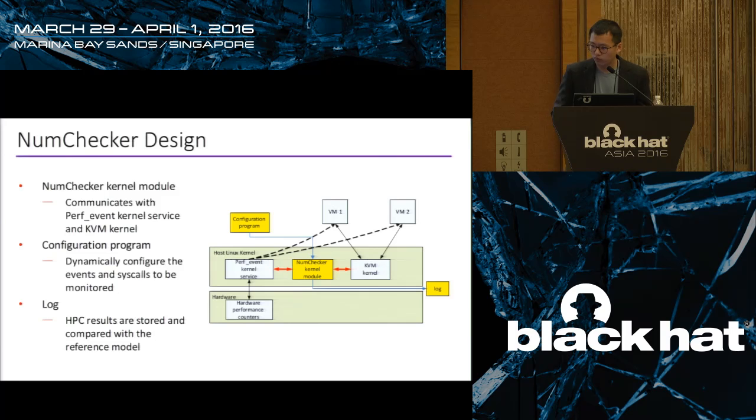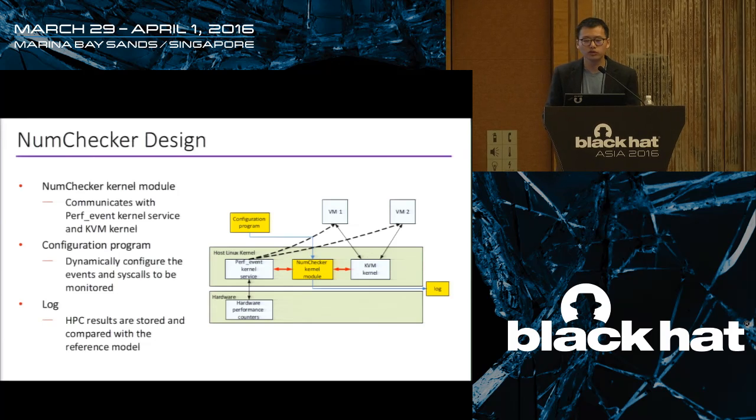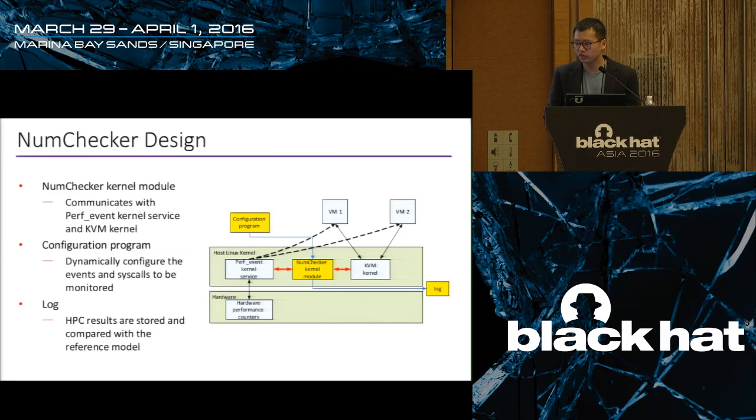We developed three different components on top of the KVM architecture. The first one is the NumChecker kernel module in the host kernel. This module is responsible for communicating between the KVM kernel and the perf event kernel service. The KVM kernel will notify when we should start counting and when we should stop counting.